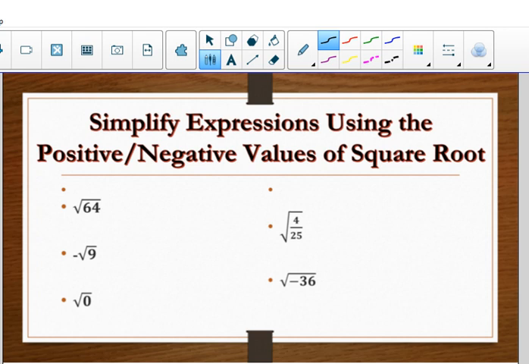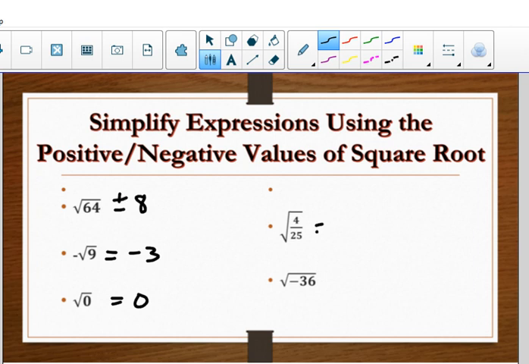So let's take a look at some examples. We need to find the square root of 64. We're both finding the positive and negative values. So the positive and negative value of the square root of 64 is a positive and negative 8. Next one, the square root of 9 is 3, times a negative would give you a negative 3. Next one, the square root of 0. Square root of 0 is just 0, because 0 times 0 would give us 0.